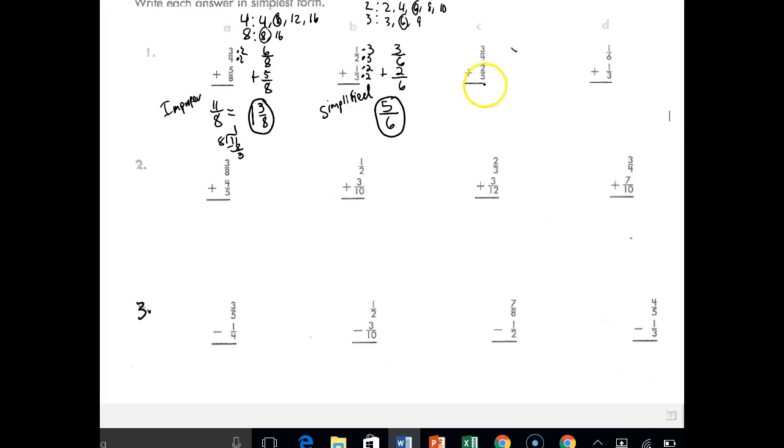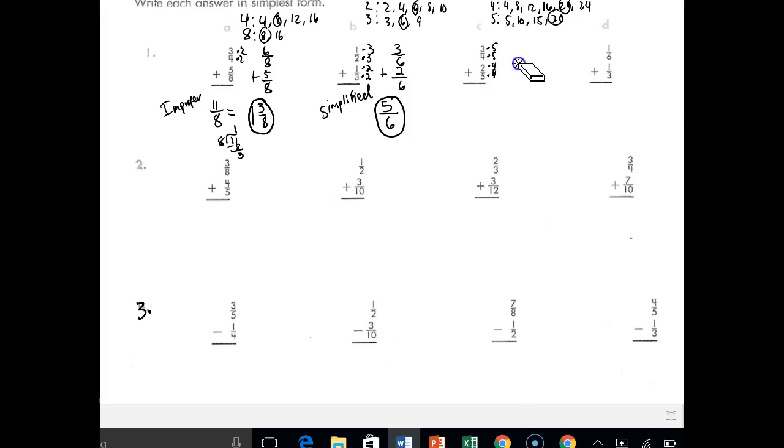All right, C, we have 4 and 5. We have 4, 8, 12, 16, 20, 24. Stop there. 5, 10, 15, 20. So we want to make them both 20. So say times 5, times 5, times 4, times 4.